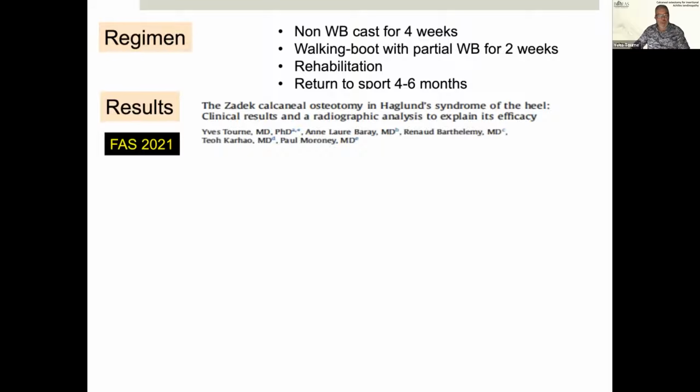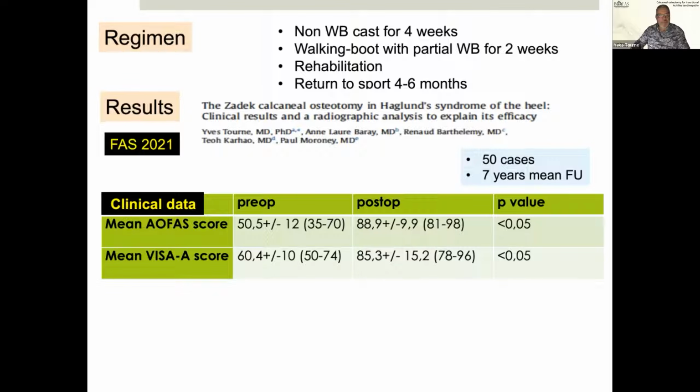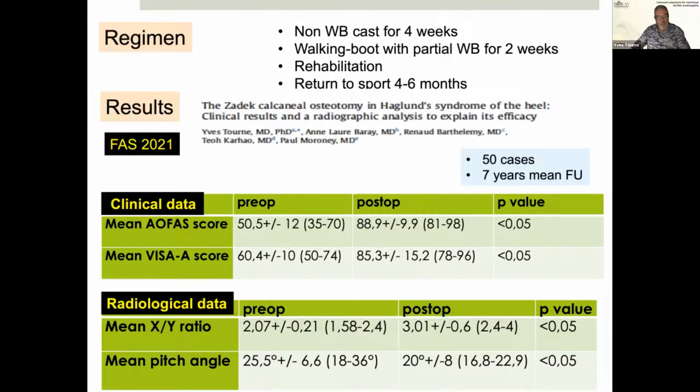The results were published in 2021 in Foot and Ankle Surgery, about 50 cases with a 7-year mean follow-up. The mean AOFAS score and the mean VISA-A score, dedicated to the Achilles tendon, improved significantly between the pre-op and the post-op condition. And the ratio, as well as the pitch angle, also moved: from 2.07 to 3.0 for the ratio, and the pitch angle decreased as well, with statistical significance.